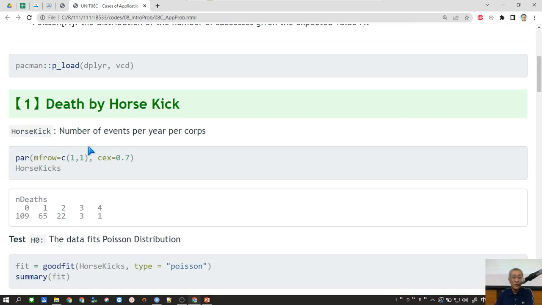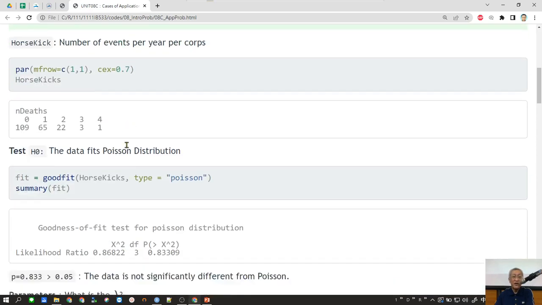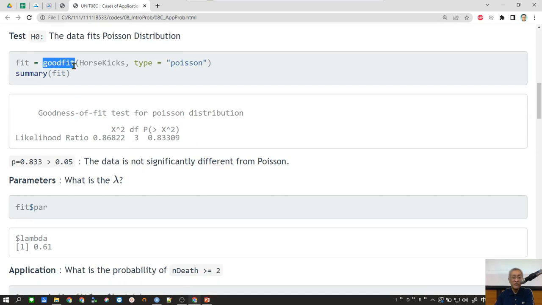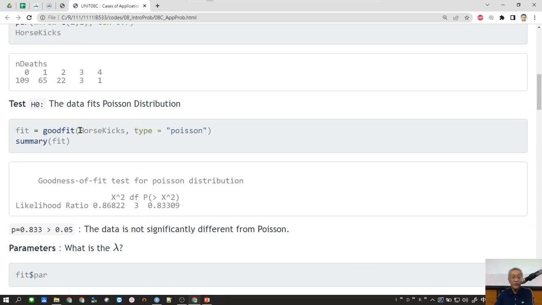package called the vcd package, and within this package, there is a function called goodfit. So you can actually fit the data. This data is actually very simple. It's just a vector. So you use this data and try to fit it to Poisson, and do testing to see whether this data is different from Poisson.